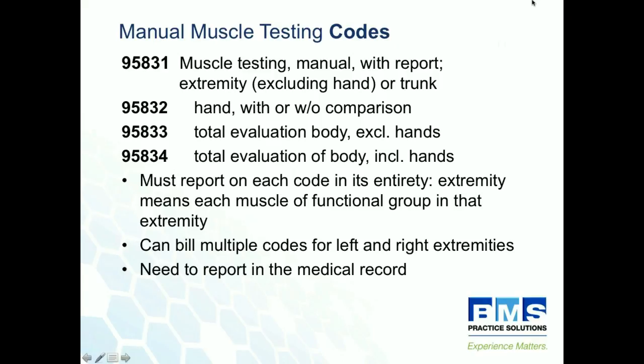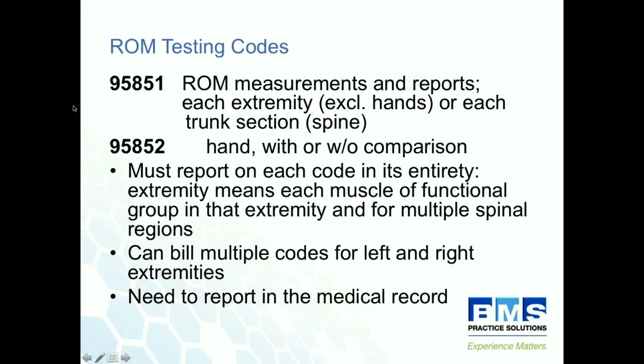So you'll notice that for manual muscle testing, it includes the extremity excluding the hand or the trunk. So in manual muscle testing, the trunk is treated as 1 unit. In 95851, the range of motion measurements of the report, again, it's each extremity excluding the hands or each trunk section, which would be cervical, thoracic, or lumbar. So different from the manual muscle testing for the trunk. In range of motion, there's 3 sections to the trunk. In manual muscle testing, there's going to be 1.